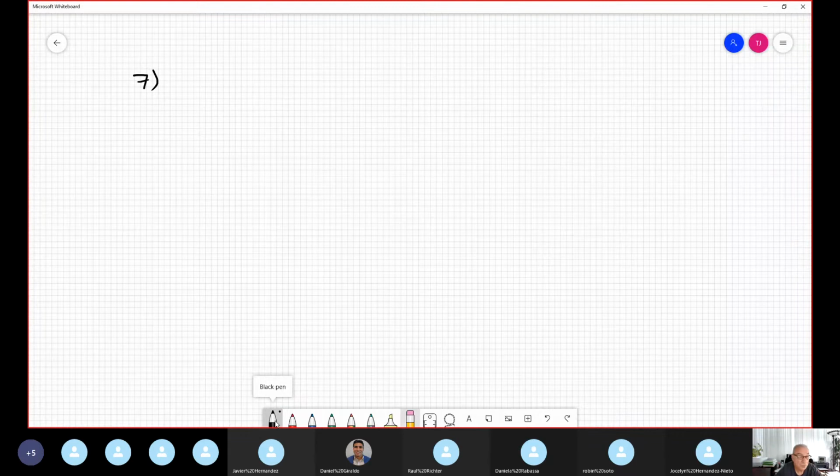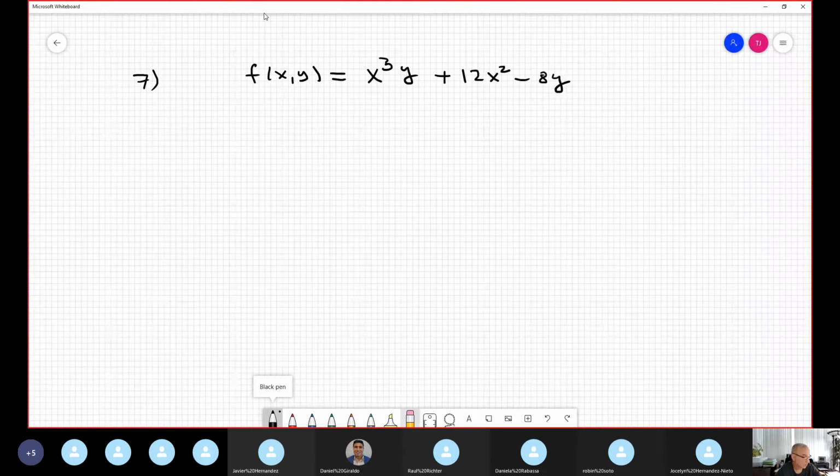Entonces we have a function. The function is x cubed y plus 12 x squared minus 8y. I need to find the potential local min, local max, or saddle point. You know what the idea is for the saddle point.